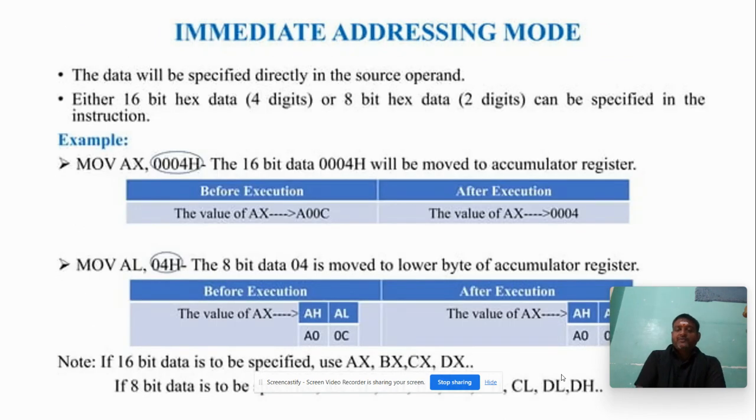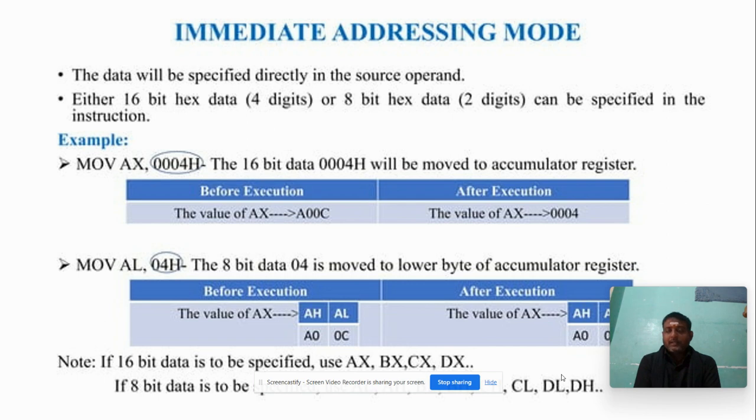Next, we go for the first one, immediate addressing. When the data is specified directly in the source operand, it is called immediate addressing mode. In that source operand, we can specify either 16-bit data or 8-bit data in the instruction.